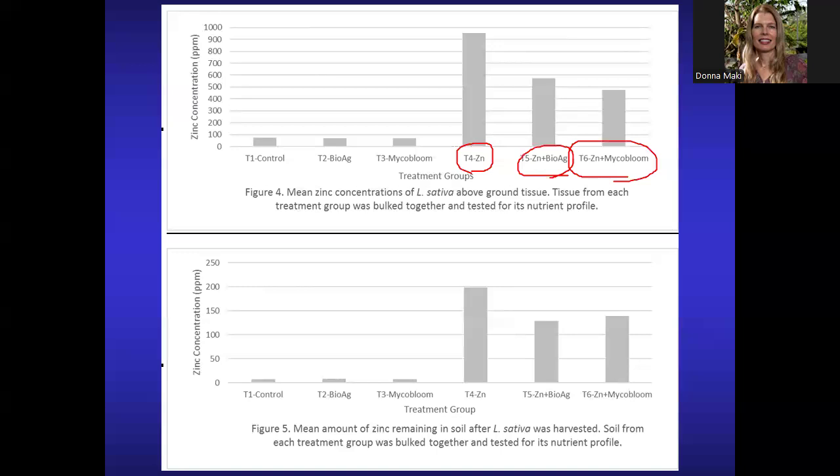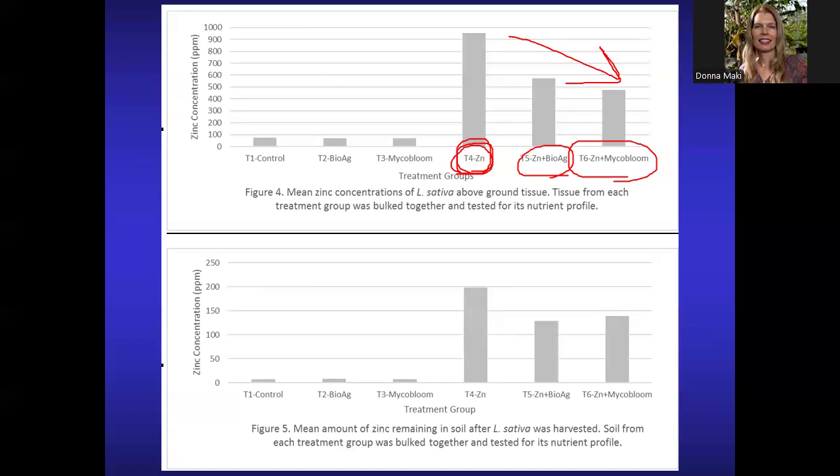And you can see without the mycorrhizal fungi, the treatment with just the zinc, you can see that the zinc concentration in the lettuce leaves was quite high. But you definitely see a decrease when you incorporate the mycorrhizal fungi. So this is implying that the mycorrhizal fungi are providing some kind of protection mechanism in the sense that there's less zinc making it into the leaf tissue with the presence of the mycorrhizal fungi.